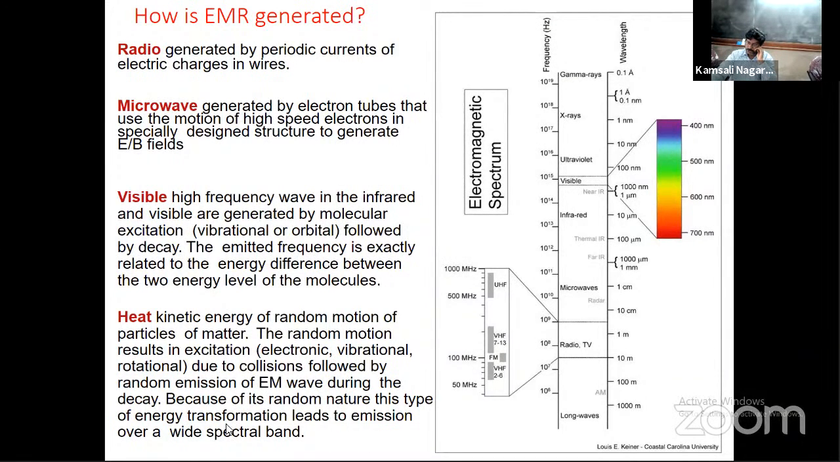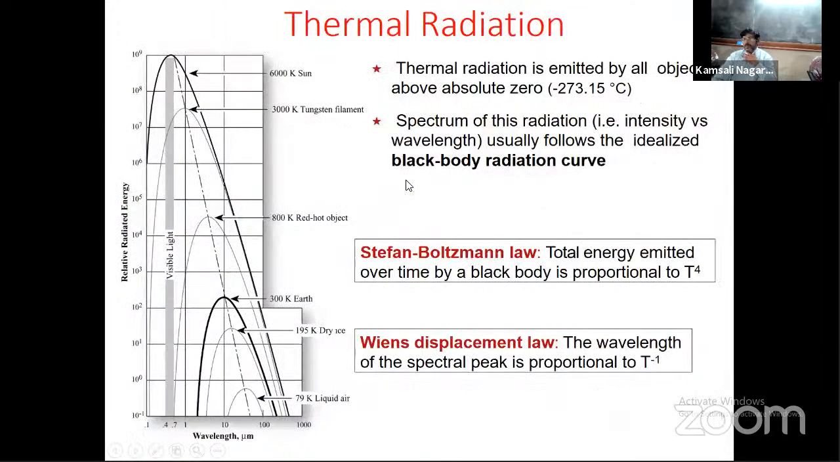Because of its random nature, this type of energy transformation leads to emission over a wide spectral band. That is why we can call it a heat band, particularly a thermal band. Being this, what can thermal radiation have? Can we say that a body at any given temperature may be treated as emitting thermal radiation?